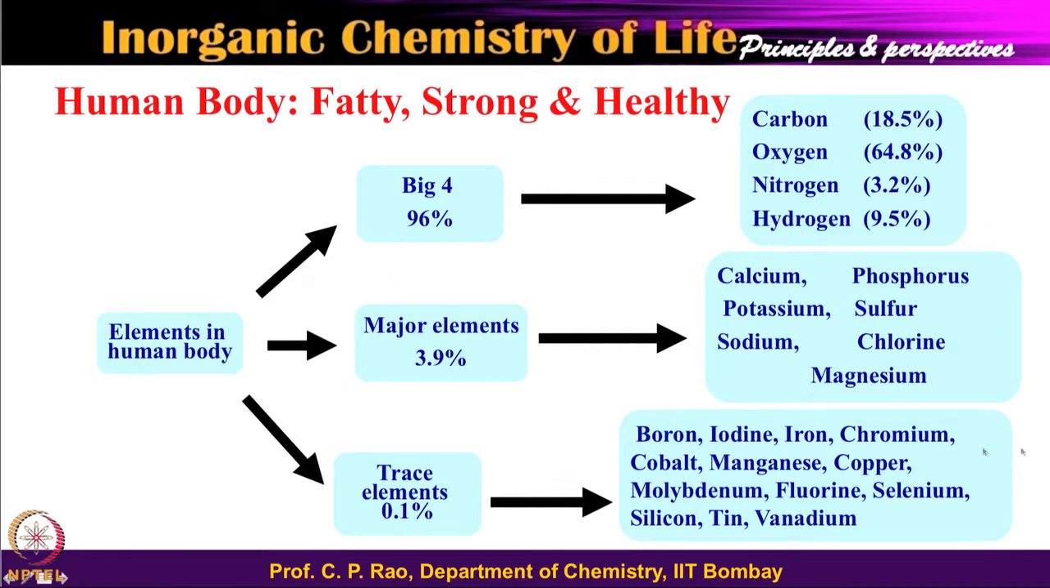These are metals and non-metals, both, as you can see, about a dozen such elements, and they actually play a great role in biological systems. So, together I call the body the fatty when you have carbon, hydrogen, oxygen, nitrogen, and the strong when you have calcium, sodium, potassium, magnesium, phosphorus, chloride, these things, and then healthy when you have these trace and ultra trace elements present in the body. And that is how, from the point of view of the inorganic chemistry of life, we can classify these aspects.